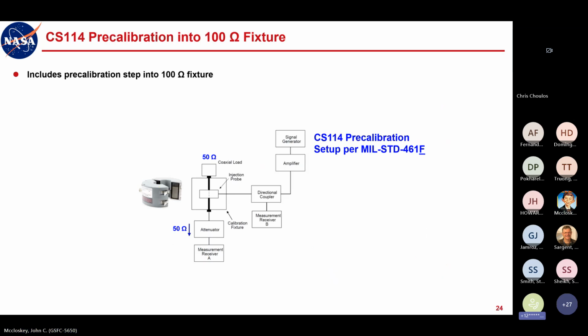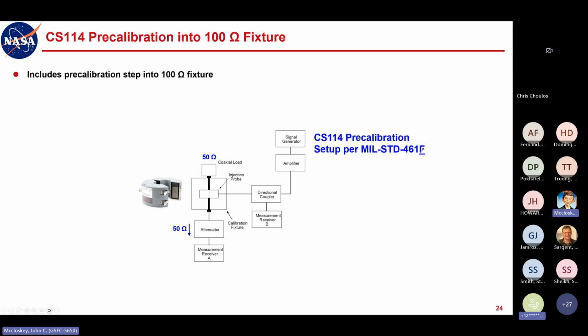So all injection or signal injection test methods generally require a pre-calibration step. Okay, and in this case, it's a pre-calibration into a 100 ohm test fixture. Now, first, I'm going to talk about the setup per MIL-STD-461F. I'm fully aware that I'm talking about F when most of the time I'm hitting you over the head saying that we should be working to G. So I'm making a point here.